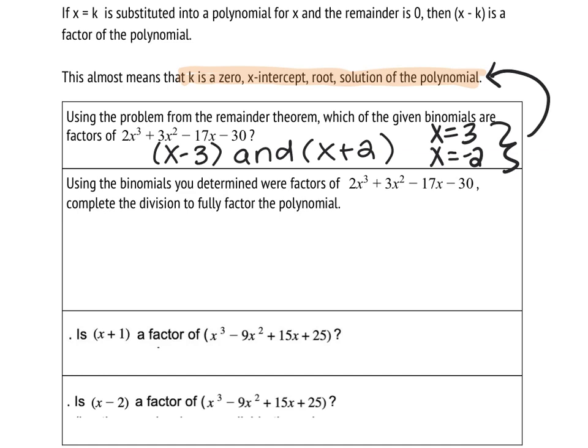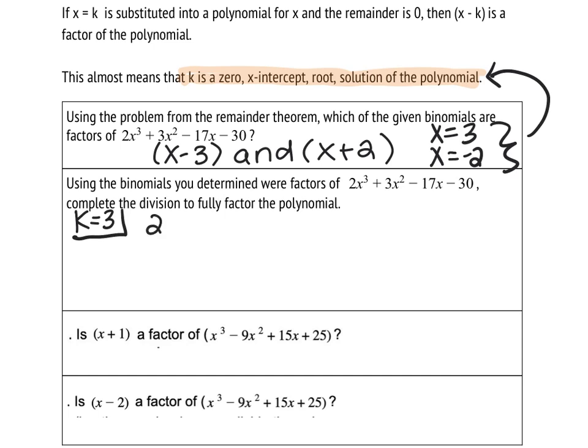So what I want to do now is some synthetic division, and we're going to factor this entire polynomial. We're going to factor it using these 2 polynomials that we figured out were factors through the remainder theorem. So I'm going to start with the first one. The first one was x minus 3, so my k value is x equals positive 3.